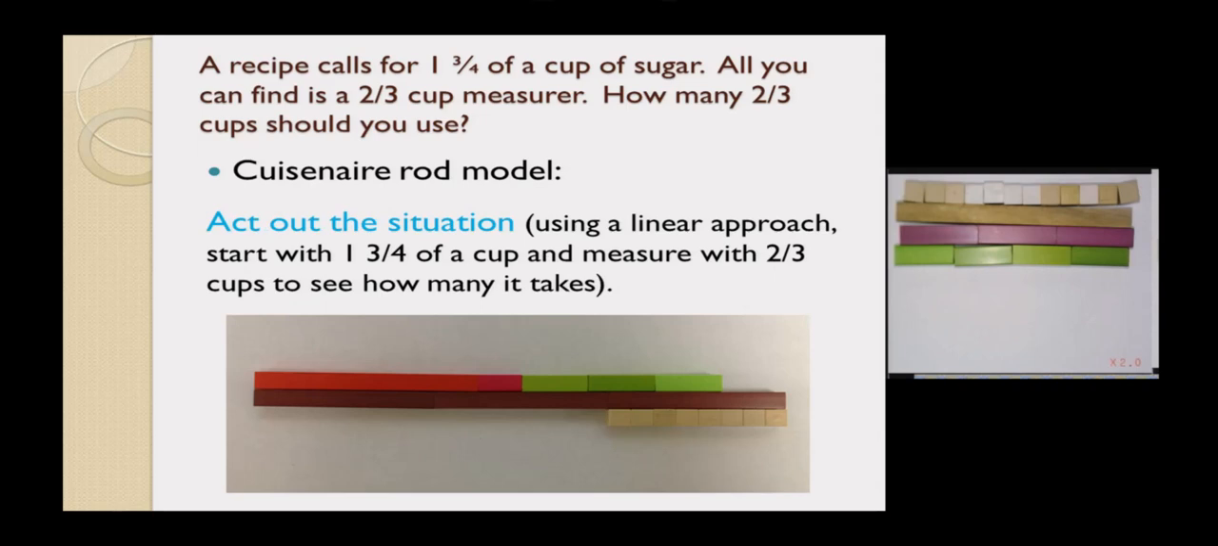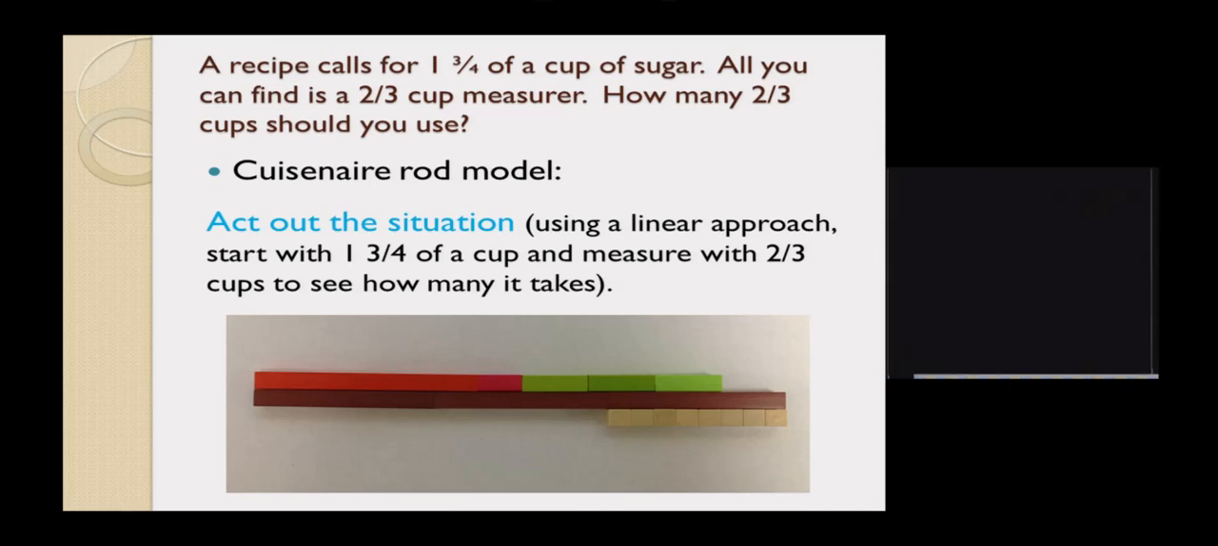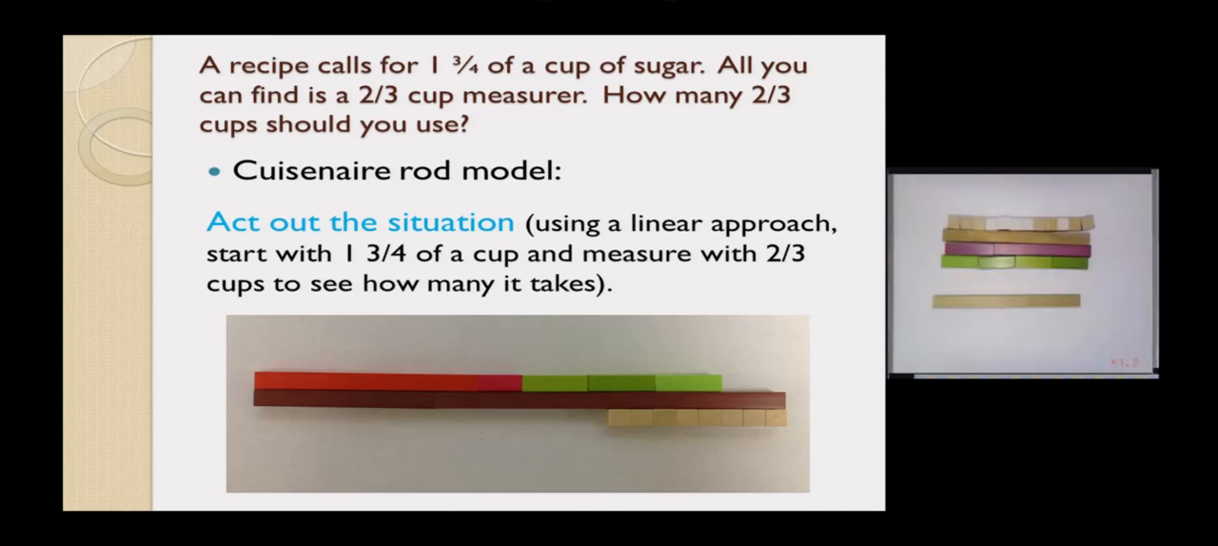Okay, next thing you do is act out the situation. And this is a little tougher, and I may have to make the picture smaller. But we need, let me use this for one, since that's the whole. We need to show what 1 3/4 looks like. So there's 1, and I am going to have to zoom out. 1 3/4.